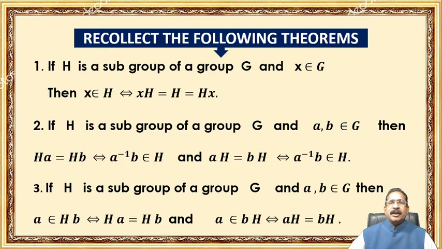And the third theorem which we can use in this lesson: if H is a subgroup of group G and a and b are two elements of G, then a belongs to Hb if and only if Ha is equal to Hb, and a belongs to bH if and only if aH is equal to bH.